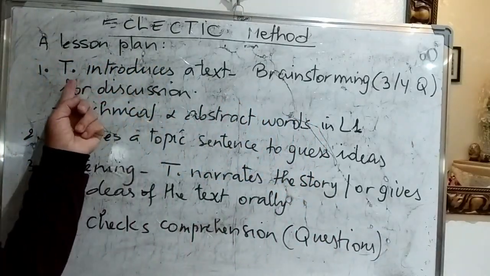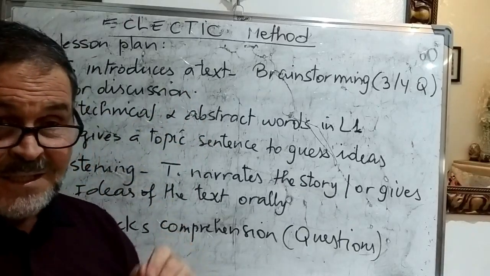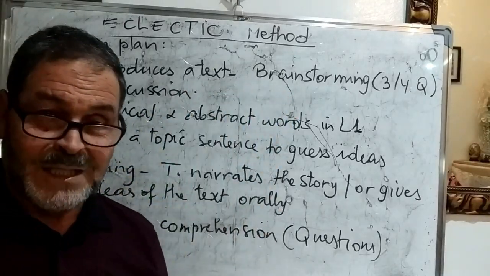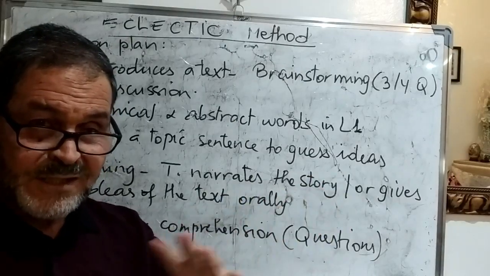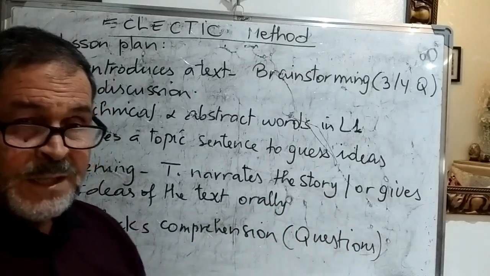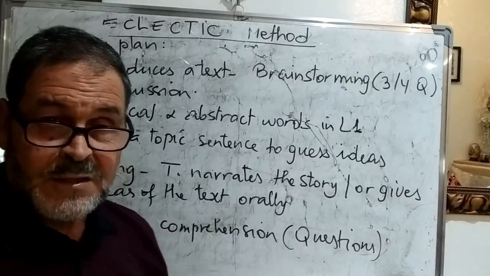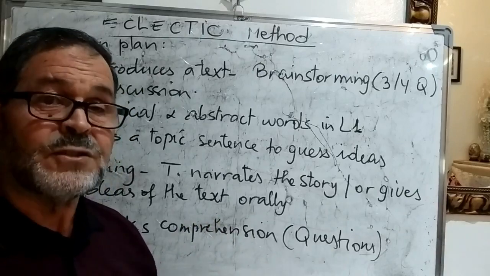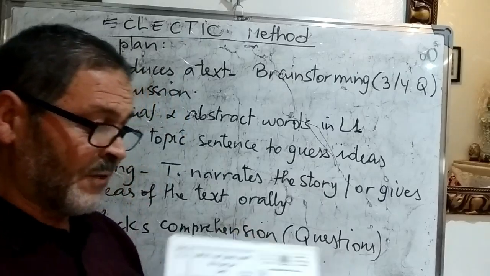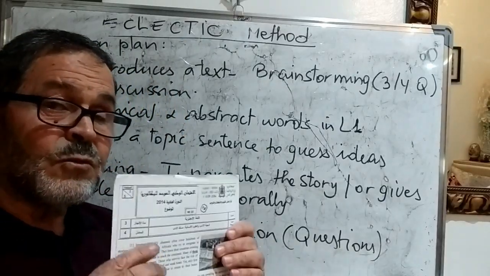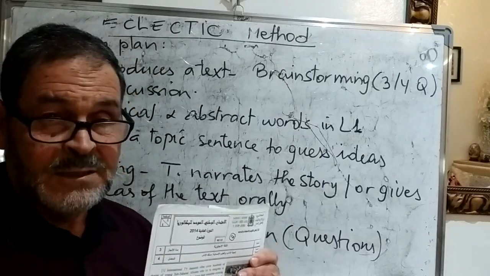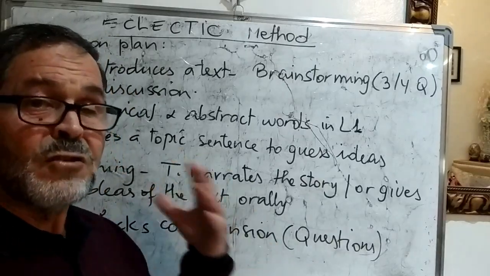First, the teacher introduces the text. He says this is a text about immigration, and we go to brainstorming. We give three or four discussion questions to students about the causes and consequences of immigration. Why do people immigrate to this country and not to that country? So we are not going to read the text directly. It is not linear reading, but non-linear.